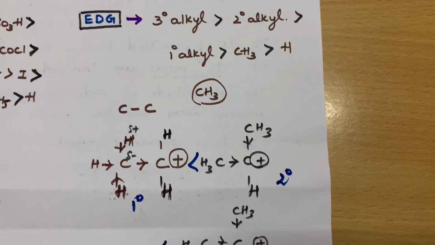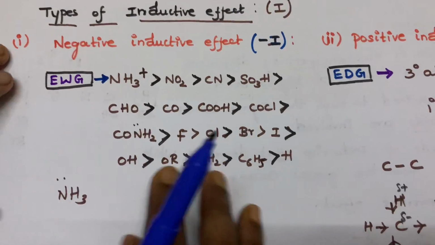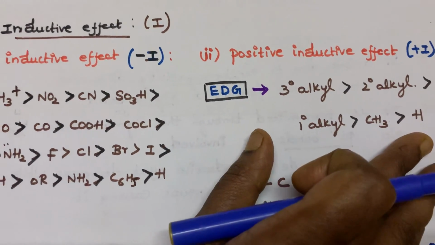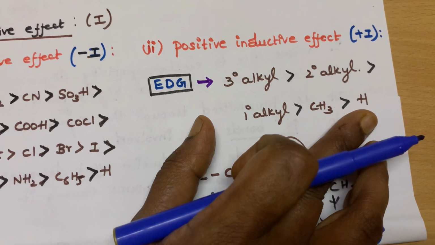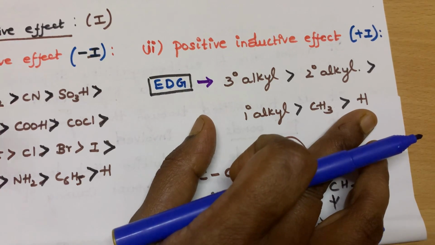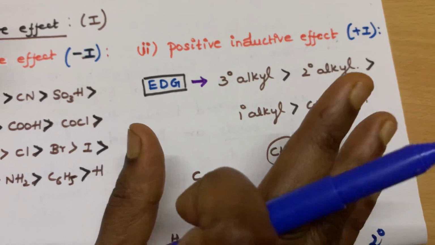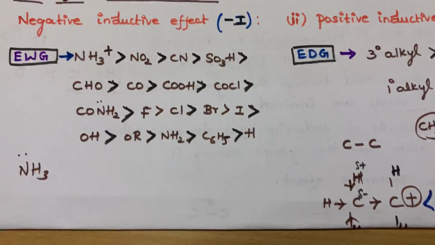So how to remember this? See how to remember this. Your positive inductive effect will be given by your alkyl groups, be it anything, whether a branched chain, tertiary, or primary. Alkyl groups, the plus I effect, will donate electrons through sigma bonds.